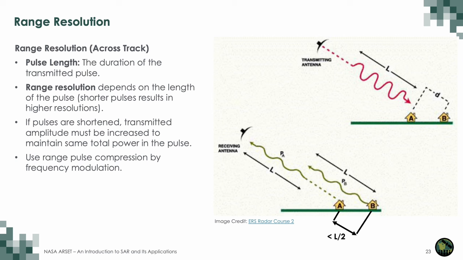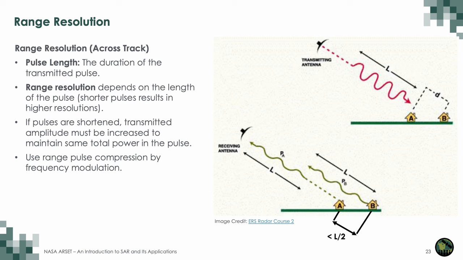Range resolution is the resolution perpendicular to the sensor's movement. So it's the resolution in the direction that the sensor is looking, okay? And range resolution in SAR refers to the ability of the radar system to distinguish between two targets that are located at different distances from the radar sensor. It is the minimum distance between two objects that allows them to be separated in the radar image. So if two targets are closer together than this resolution, they will appear as a single target.